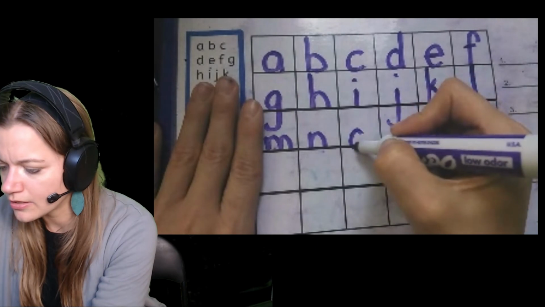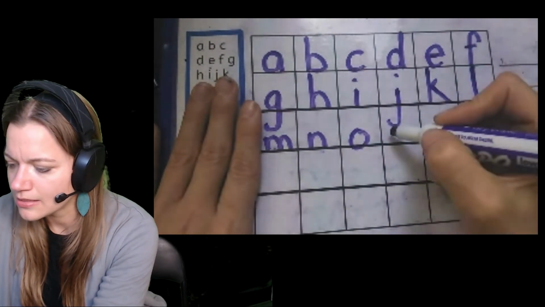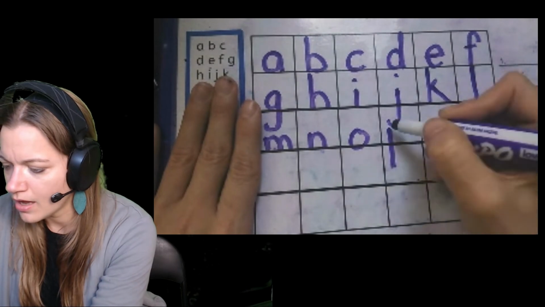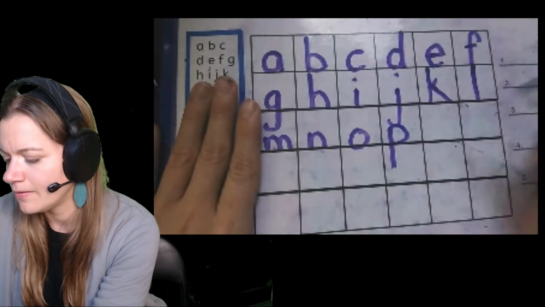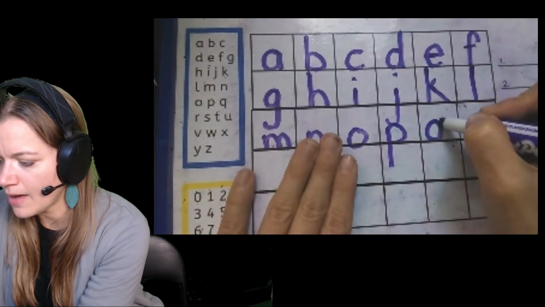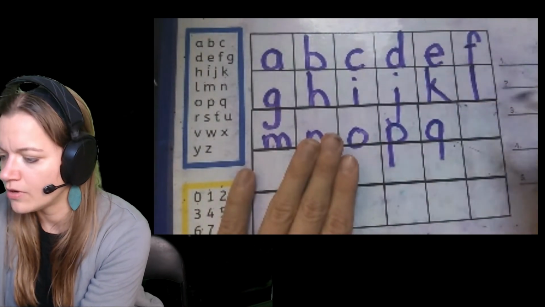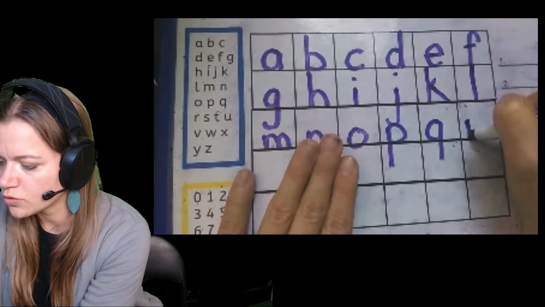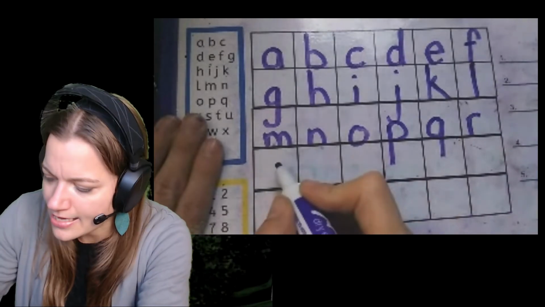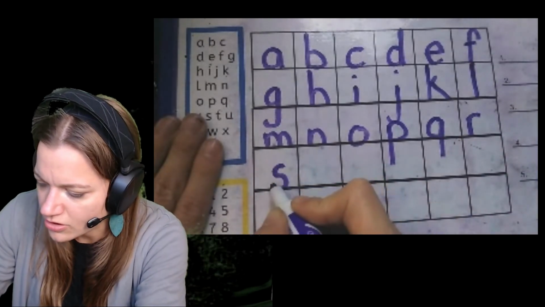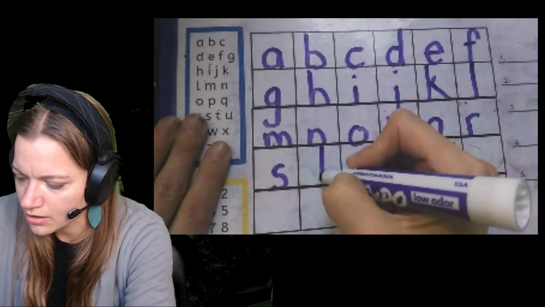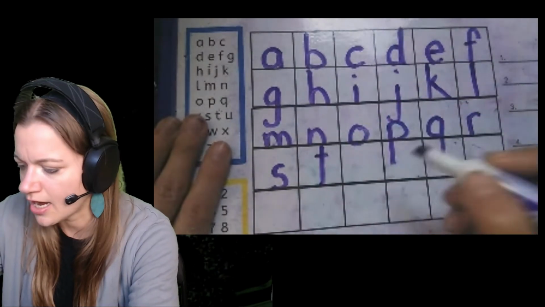O, curly C and close. P, long line down, up, hook around. Q, curly C, up, long line down. R, short line down, up and roll. S, curly C, hook around. T, tall line down, chop the top.